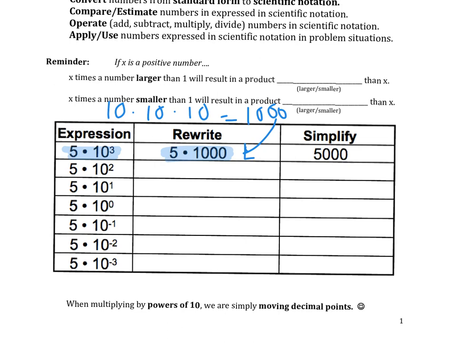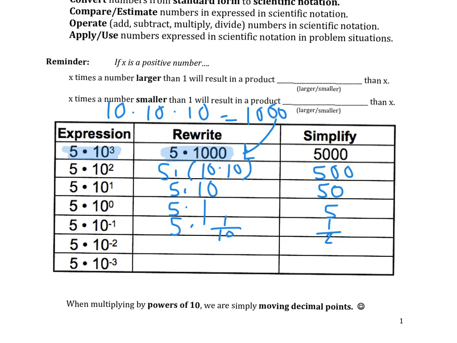If I did 5 times 10 squared, that would be like 5 times 10 times 10. 10 times 10 is 100. 5 times 100 is 500. If I did 5 times 10 to the first, that's like 5 times 10, which is 50. Notice a pattern here? 5 times 10 to the 0. 10 to the 0 is just 1. Remember that from last unit? Anything to the 0 power is just 1, so that's 5. 5 times 10 to the negative first power. Well, that's like 5 times 1 over 10, which is 5 tenths, which is 1/2.